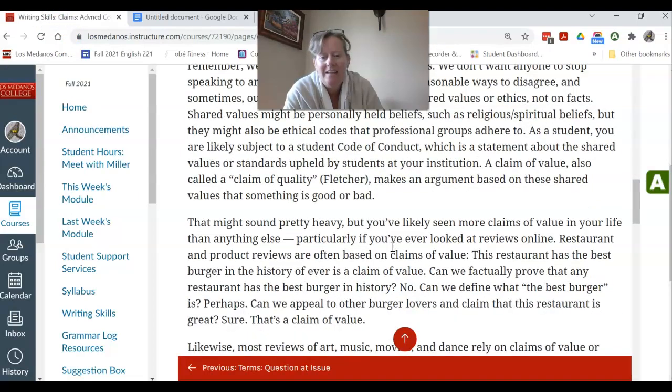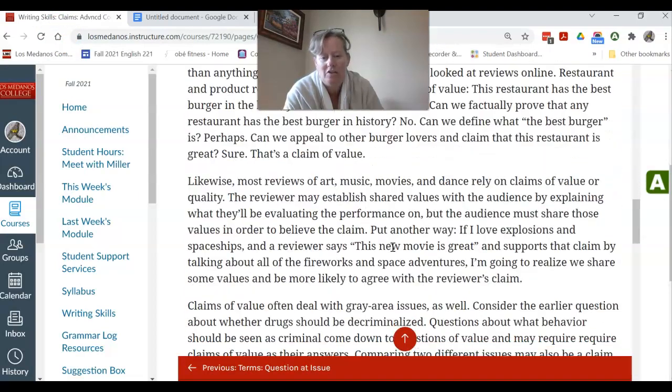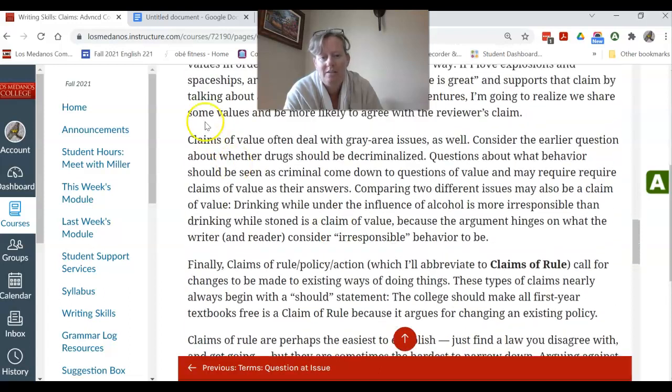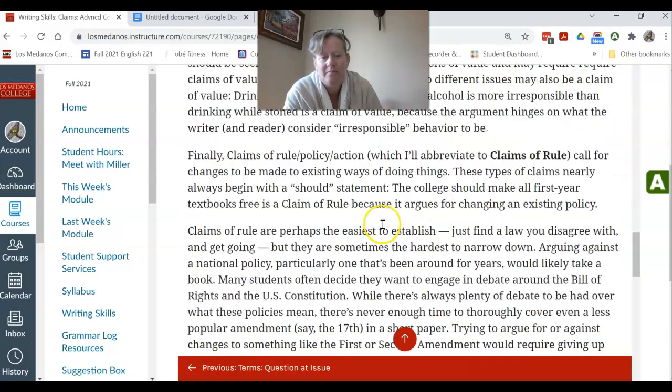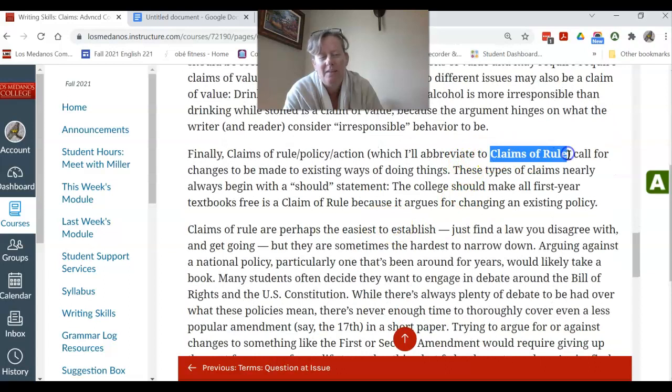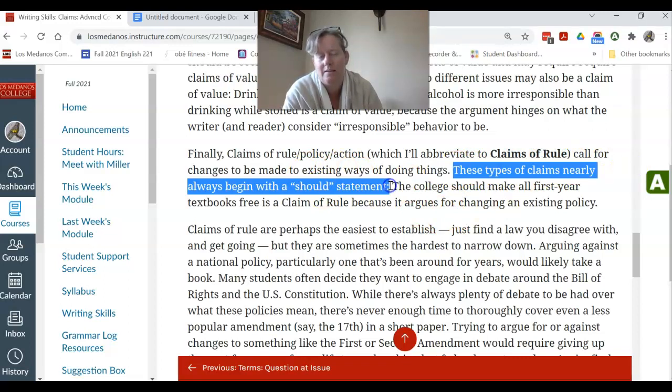Your last question is the question of claim of rule. It's also sometimes called the claim of policy. And again, these are almost always the types of essays that you have probably written before. The should. Should we do this? Should we have free speech? Should we restrict free speech? And so that's the claim of policy or claim of rule.